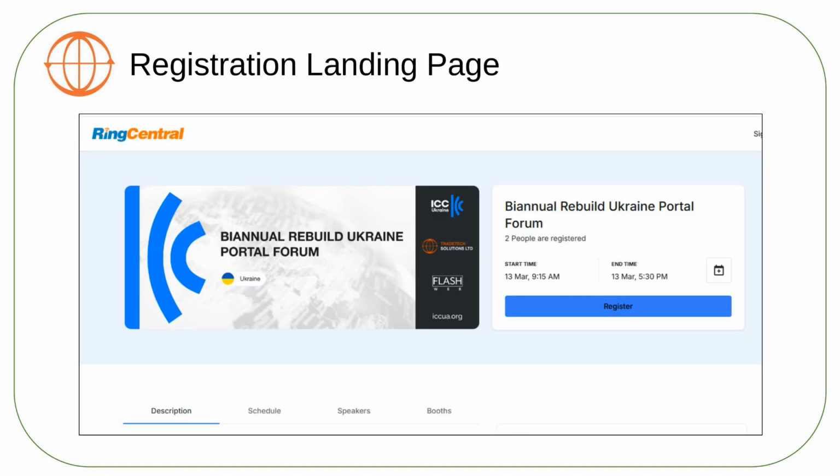Here you can see a standard registration landing page. At the bottom of the page, you can see the menu, which gives you more information about the forum, including the presentation program, speaker details, as well as a preview of the virtual stands already in the expo area. Anyway, to start the registration process, click on the button Register on the right-hand side of the page.